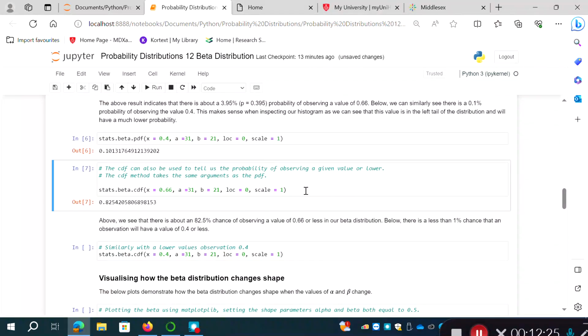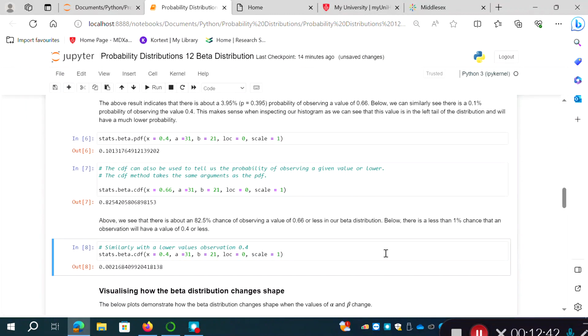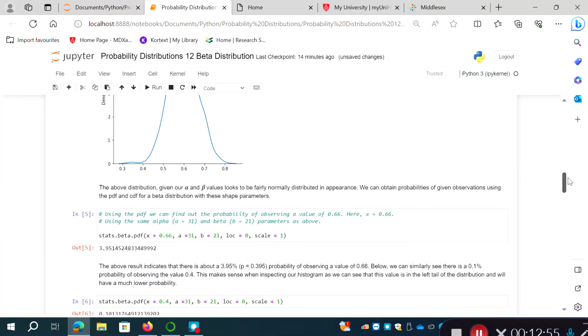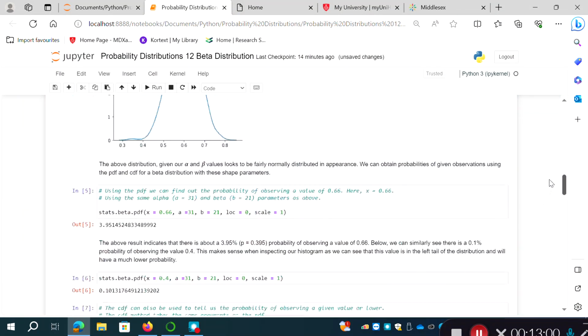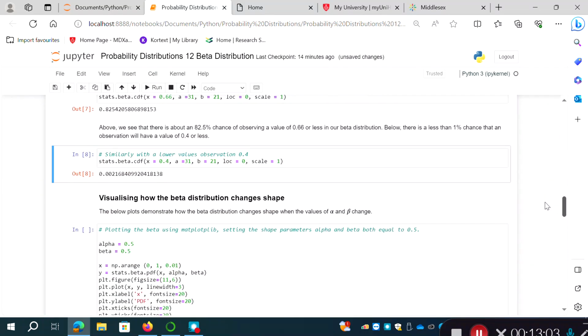And we can do the same using the CDF method for 0.4, like we used the PDF on 0.4, and it was a very low probability. Now we're asking what's the probability of 0.4 or lower, and what we see is a much smaller, less than 1% chance that an observation will have a value of 0.4 or lower. Okay, so that's just stuff we've done before in these videos. We've simulated some random data that follows a beta distribution here, and interrogated it using the PDF and CDF.